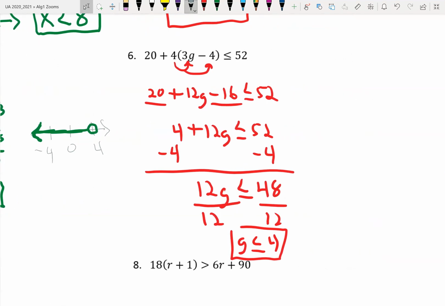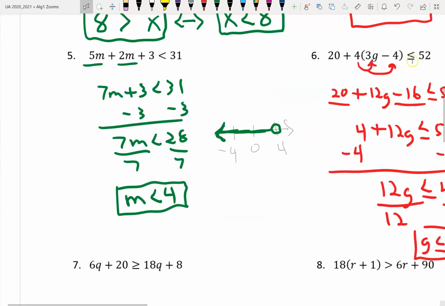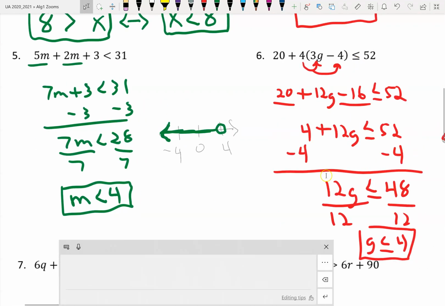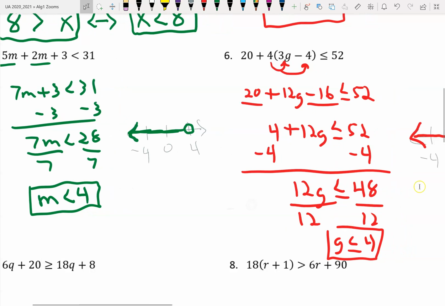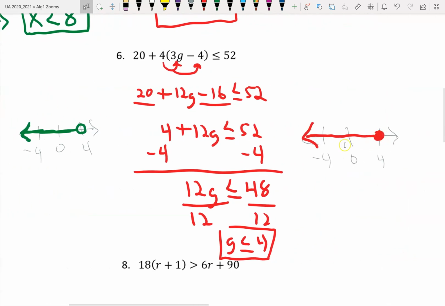Graphing that on the number line. 0, 4, and one number on the other side. We want less than or equal to. That's going to be a colored in point. And values less than. Closed point because we have the equal to portion.